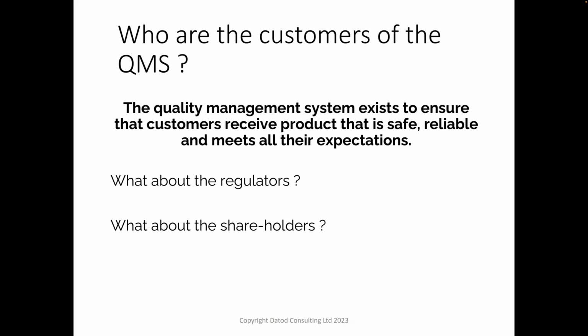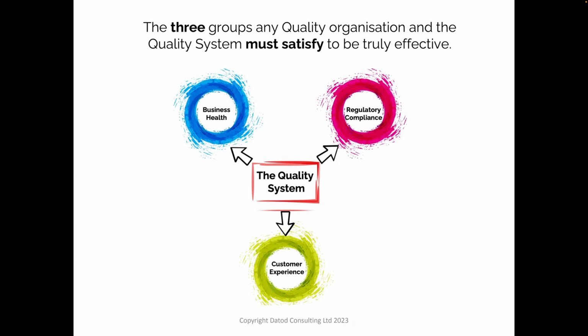So if you just look at the QMS, rather than the organization as a whole, who are the customers of the QMS? Obviously, the QMS exists to ensure that customers receive product that's safe, reliable, and meets all expectations. That's a very common definition of the quality system. But it doesn't talk about the regulators so much, and it doesn't talk about the shareholders in terms of whether your organization makes money.